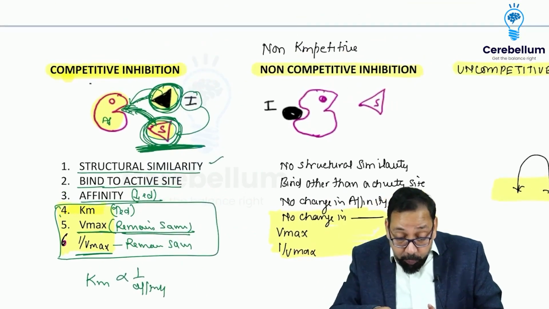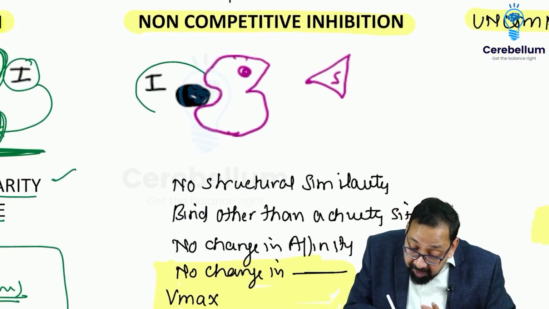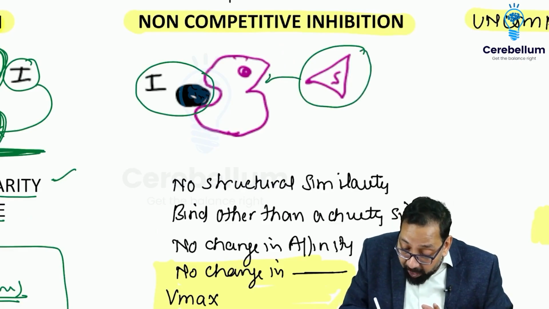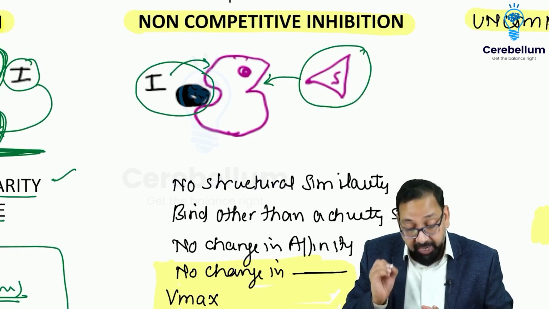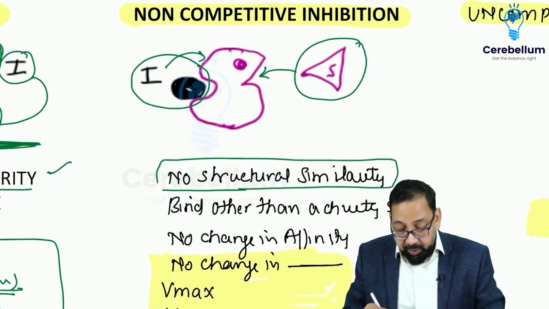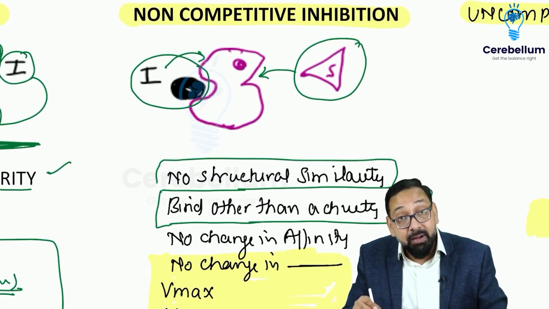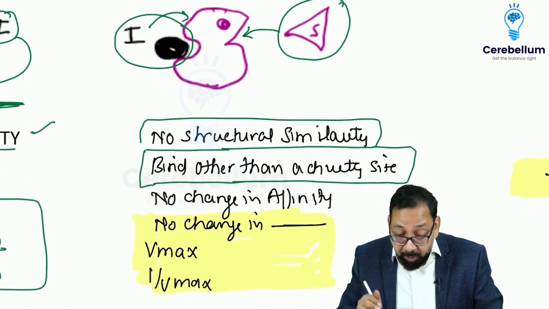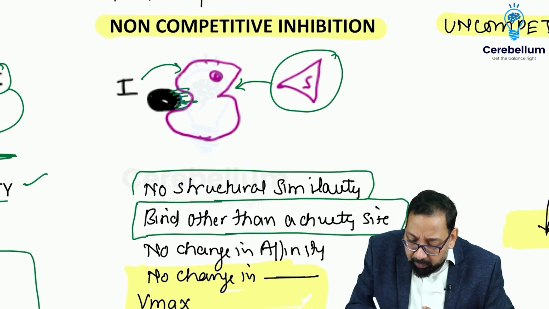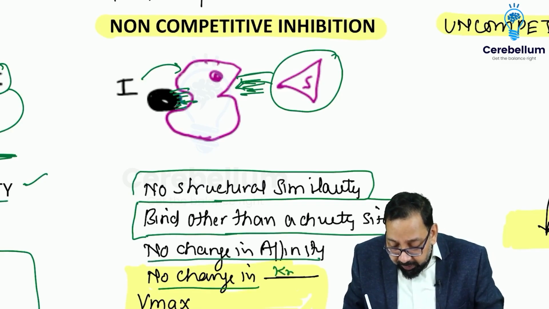For the time being, we know this competitive inhibition. Non-competitive inhibition. Inhibitor has different shape. Substrate is having different shape. Substrate binds to active site. Inhibitor binds at other site. So no structure similarity. Non-competitive, no structure similarity. They bind other than active site. Inhibitor binds at other than active site. Doesn't bind to active site. Means if it is binding here, it has no effect on this affinity. So no change in affinity, so no change in Km.